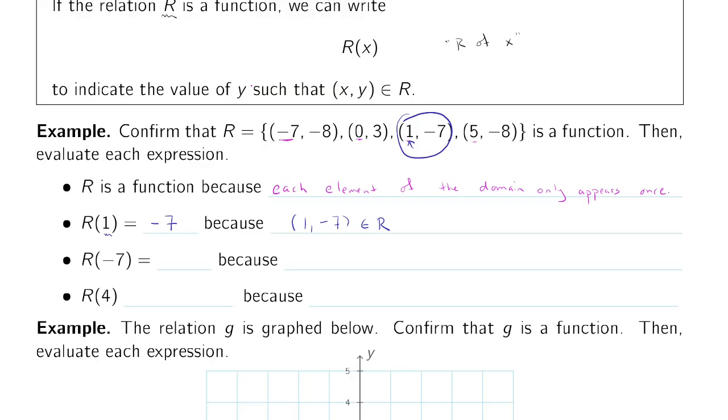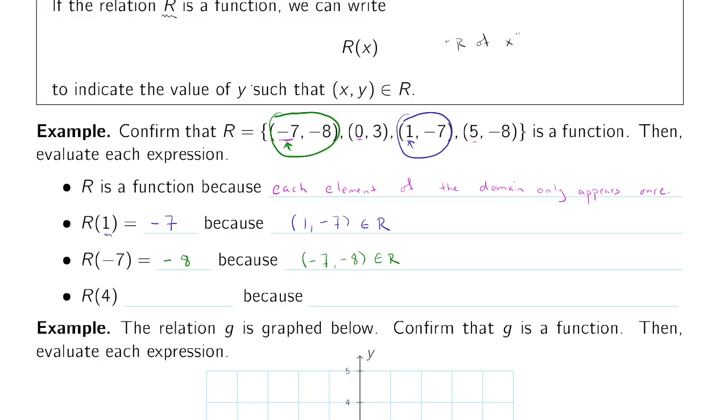When we want to find R of -7, we look for a pair that has -7 in its first entry. Right, -7 in the second entry doesn't help us. -7 in the first entry, we have this pair. So because the pair (-7, -8) is an element of R, we say R of -7 is -8.